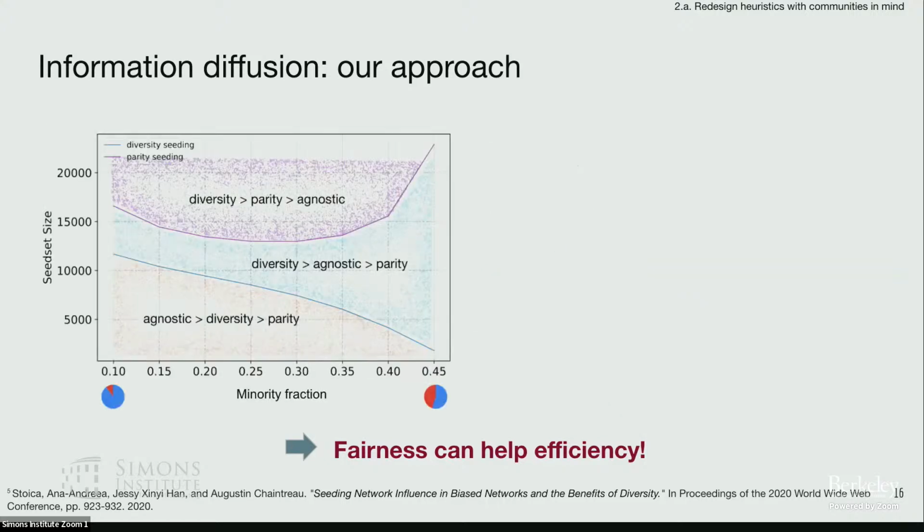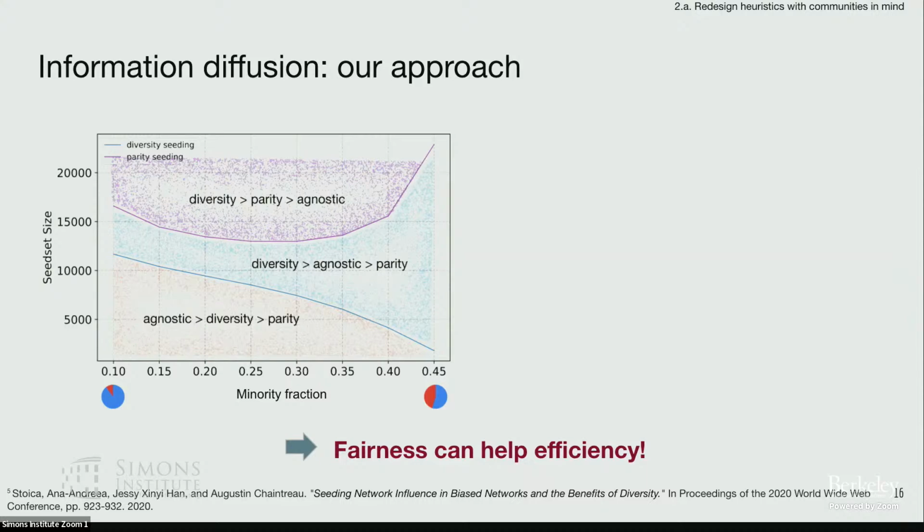So how would that look? Well, the key parameter here is the size of the seed set, and the different parameters we have, such as how big the minority is and how homophilic the network is. This is just one example of particular network models generated from preferential attachment with homophily. Agnostic means that you don't look at communities. In this set of parameters, you would do better by being agnostic, using centrality metrics or a greedy algorithm, than by being fair.